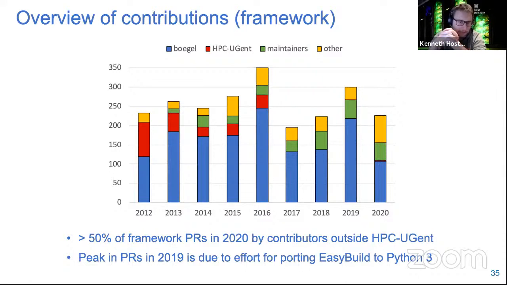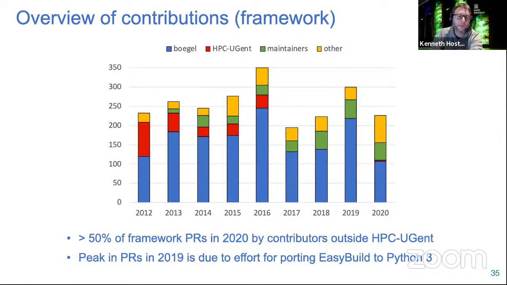So the blue part is myself. I've opened just above 100 pull requests in 2020 for framework. There's a small part HPC Ghent, which is actually mostly consultants we pay to work on EasyBuild. Then another part maintainers, and a significant part coming from outside of the EasyBuild maintainers. So that's good. It seems that people who are maybe less familiar with the insides of EasyBuild are able to make useful contributions through pull requests. So over 50% of the PRs in 2020 was from people outside of the HPC Ghent team. So that's an important metric to mention.